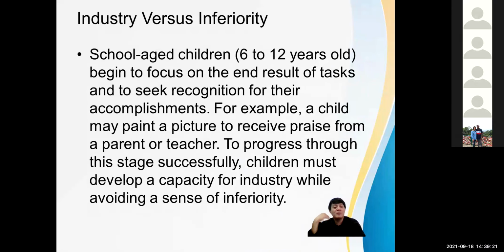Then, at the age of puberty, when they go to school, puberty starts at 12 for menstruation. Some females get menstruation at the age of 10. Some get it at the age of 12 or 13. It depends on your physiologic capacity. So, school age is the age of the start of puberty. They begin to focus on the end results of the task and seek recognition for their accomplishments. They become industrious, or because of the guilt feeling, they become inferior.